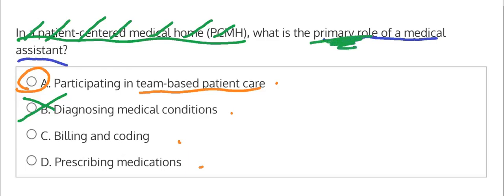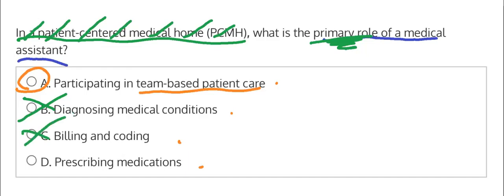So let's say you're meeting your friend and they ask, oh, what do you do for work? And you say you're a medical assistant. And they say, oh, really? What is that? What does a medical assistant do? You probably would not describe it by saying, oh, I handle the billing and coding for the patients. You would more likely say, oh, I participate on the team to provide patient care in the office. So therefore, we can eliminate option C. That doesn't fit what the question's asking.